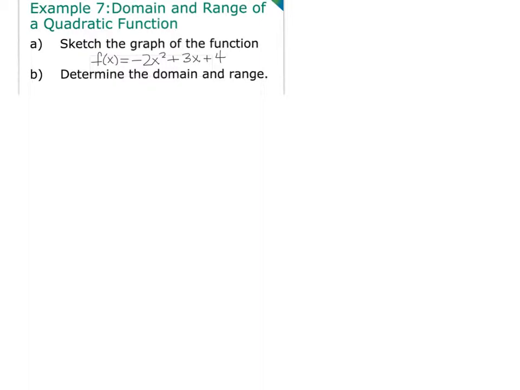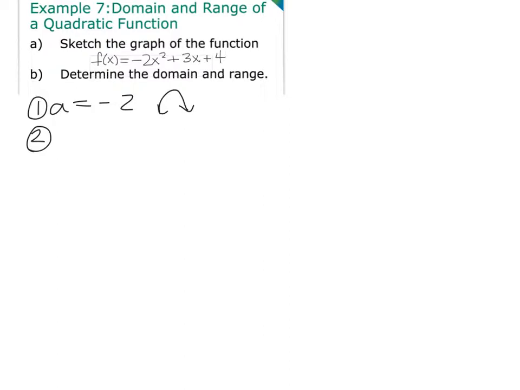Okay, so the way you can tell whether your parabola is going to open up or down is you look at the a value. Since our a value in this problem is a negative number, that's going to cause our parabola to open down like a frown. Next, I would find my axis of symmetry, which is going to be where the left hand and the right hand side are the same.